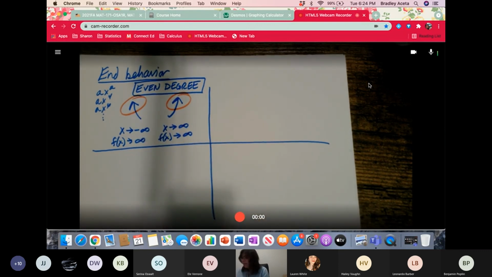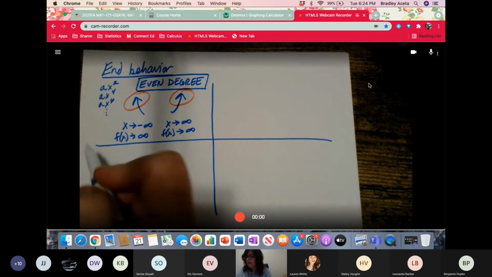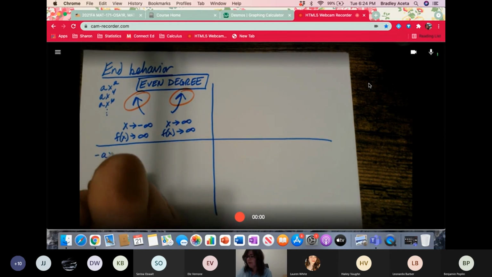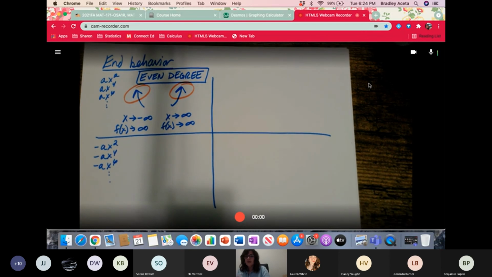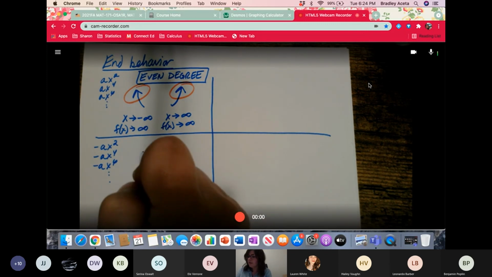Well, if I change that coefficient right there, and I make it a negative a x squared, and a negative a x to the 4th, and a negative a x to the 6th, etc., what is going to happen? What happens when I have a negative function? We've talked about that when we did all those transformations. A negative x squared. What happened to it?